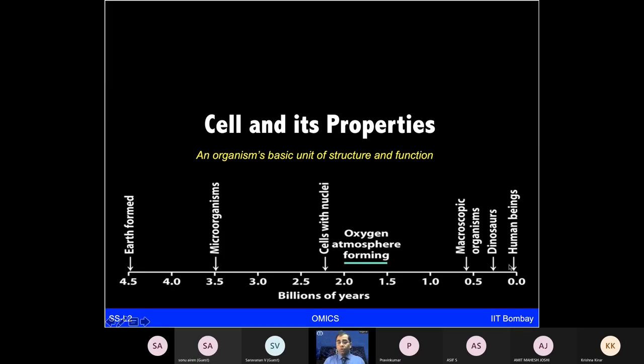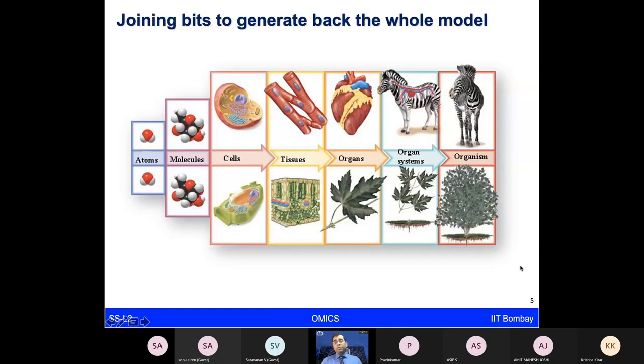And then we got more macroscopic organisms around 0.6 billion years ago or so, from where different taxonomy of animals started coming forward, including dinosaurs and all, which have got good attention from all our fictions, and then of course human beings, which is still not so long if you see the trajectory of billions of years scale. So just to relate to you, what we are talking about is cells.